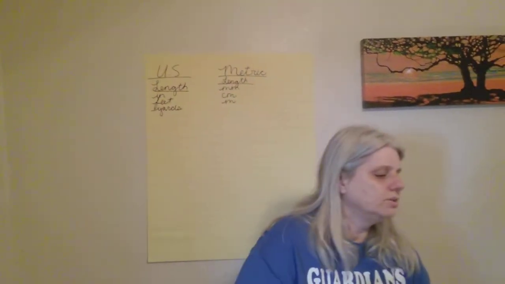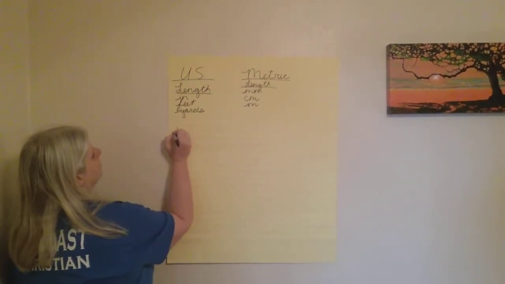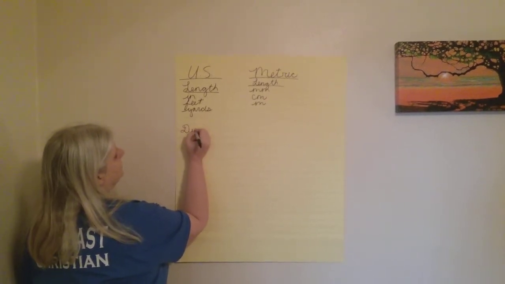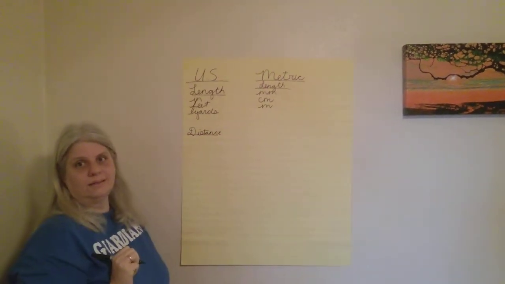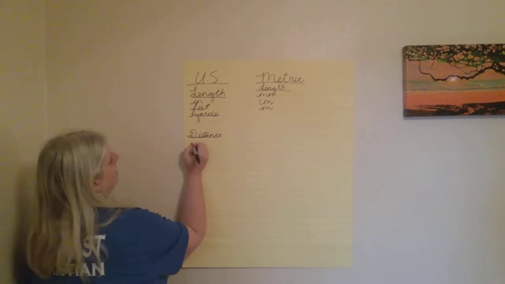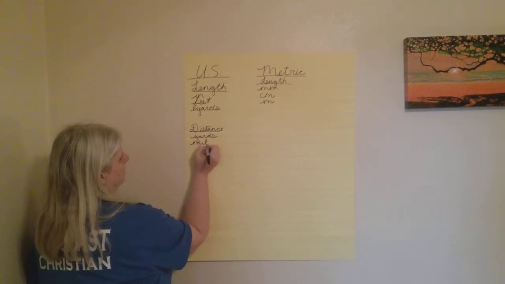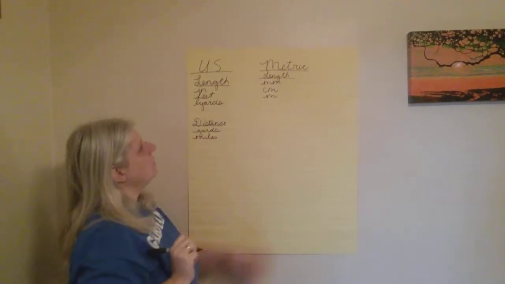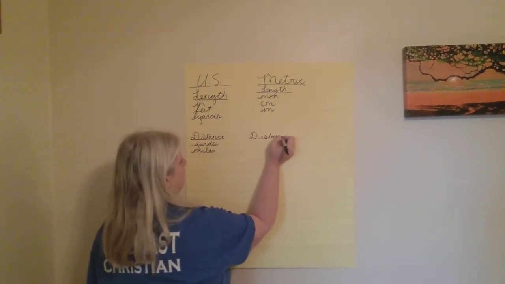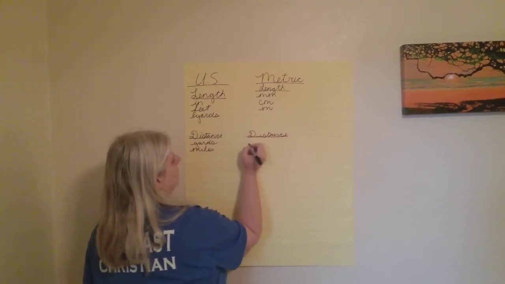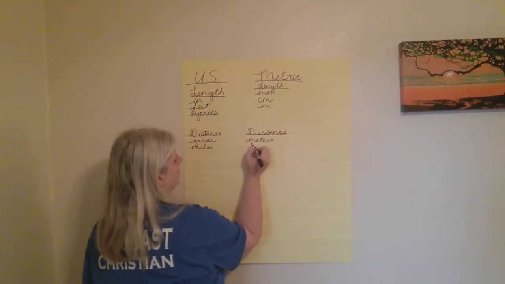Okay? So yesterday you did a lesson on distance. So for customary measure or United States measure, distance is measured in what? Very good. It's measured in yards and miles. Nicely done. So in our metric system, distance is measured in meters and kilometers.